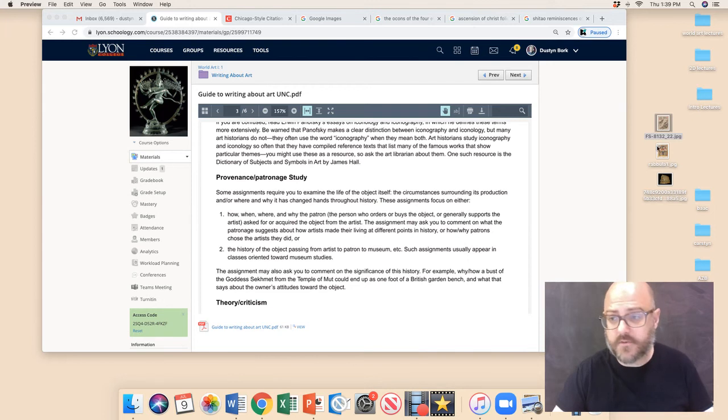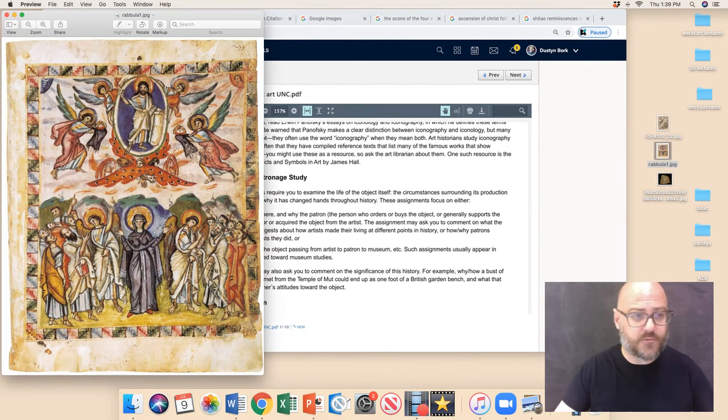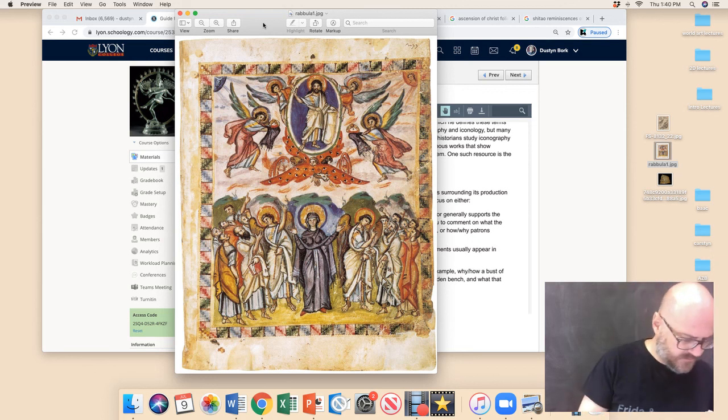The second type of paper that you're going to do is the iconology, or an iconographic analysis. So for this piece here, this is in your book, and this is something we'll cover this semester. It's on page 277. It is an illuminated manuscript.